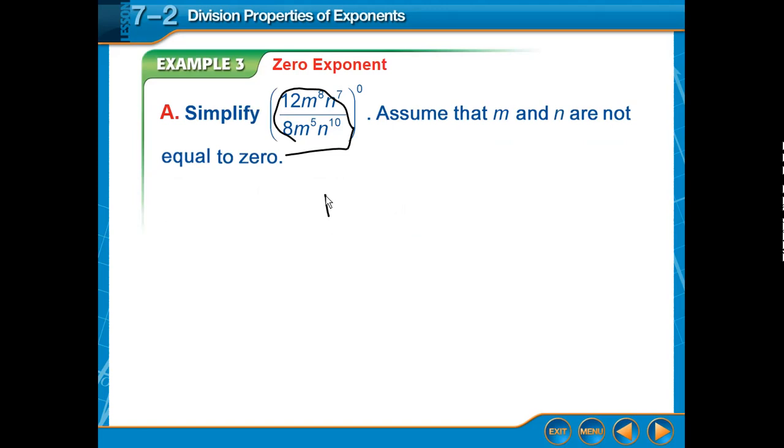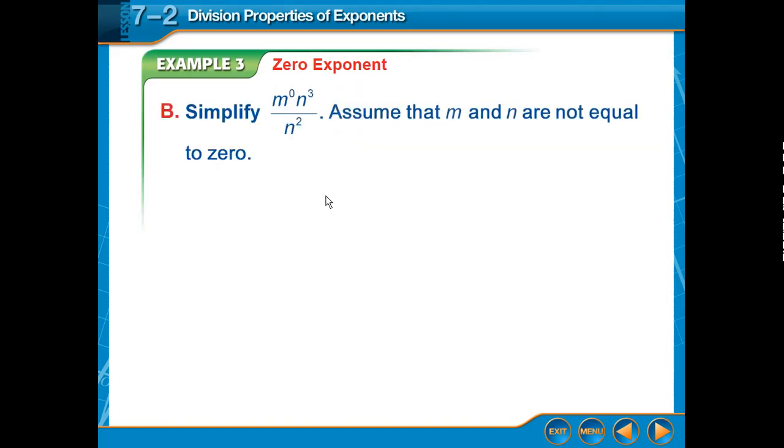Okay, if I want to simplify this, in this case, only the m is raised to the power of 0. So that's like 1. So I can replace that and say this is 1 times n cubed over n squared. And now this simplifies. So n cubed over n squared, I do subtraction. 3 minus 2 is 1. So I just get n to the first. And it's 1 times n to the first, which is just n.